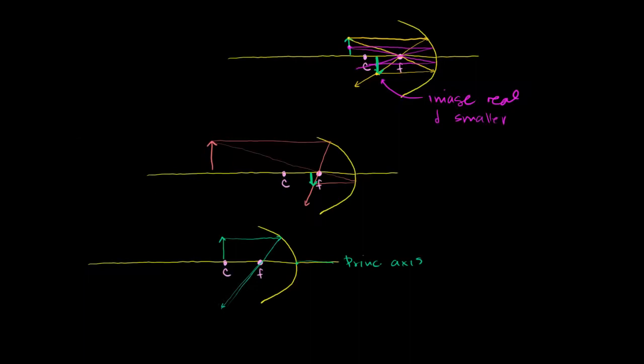And then let's take another ray. The incident ray goes through the focus, and when it reflects, it will reflect parallel. And my drawing isn't the neatest drawing on the planet. And actually, let me draw it a little bit better than that. Well, that's pretty good.